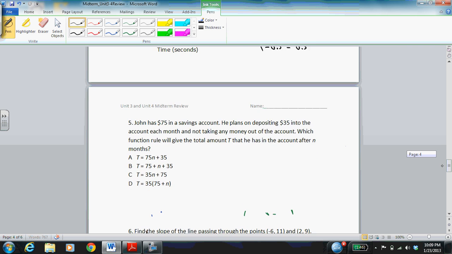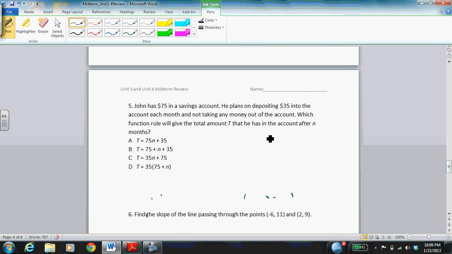Number 5 is also a good bit shorter. John has $75 in his savings account, and he plans on depositing $35 into the account each month and not taking any money out. Which function rule will give the total amount T that he has in the account after n months? Well, let's think about it.